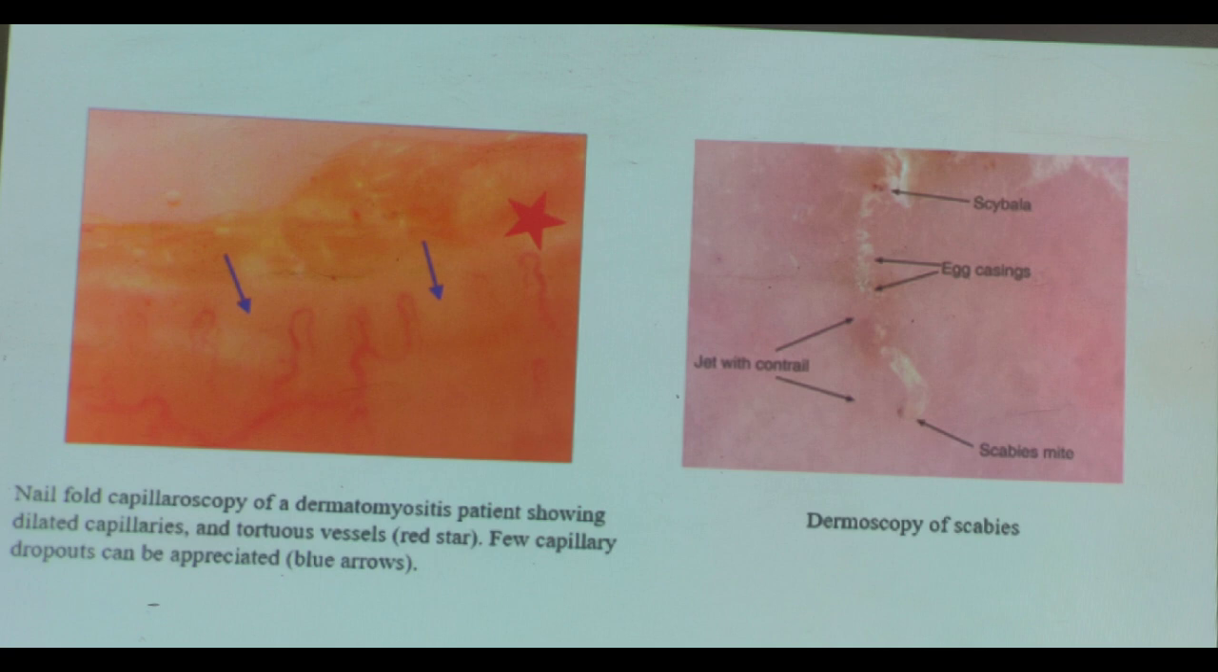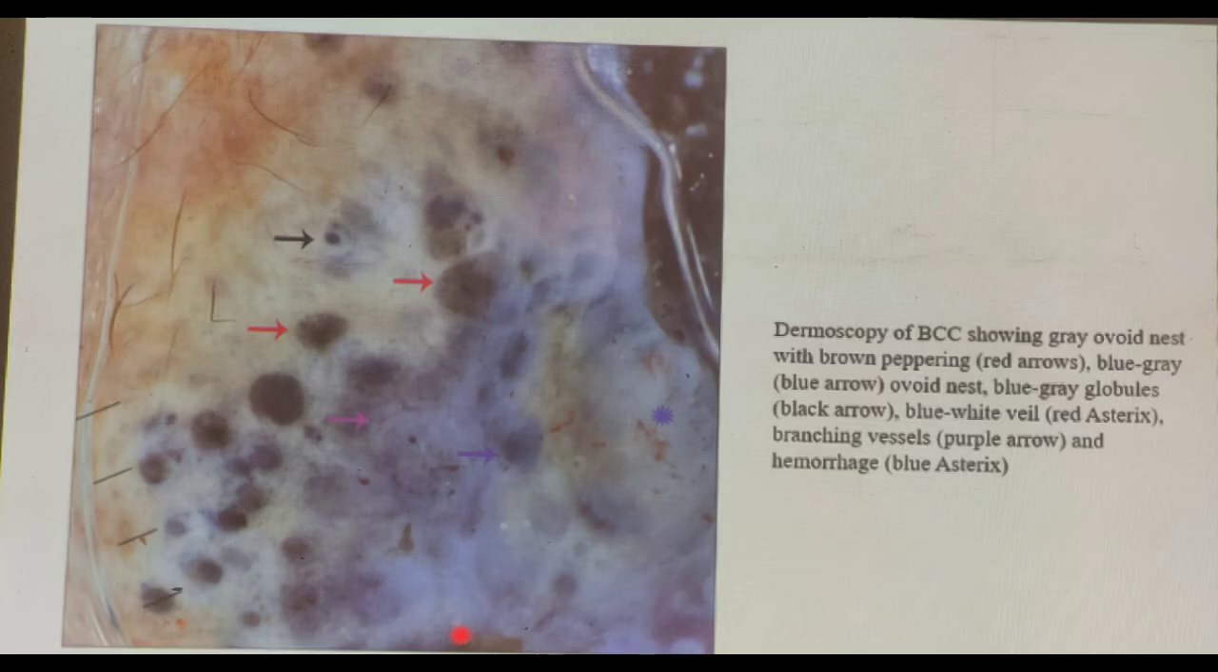Coming to entomodermoscopy, dermoscopy of scabies. This picture shows dermoscopy of scabies. So it has the scabies mite, jet with contrail sign, egg casings and scybala. Scybala is the feces of scabies mite. Next. Coming to malignant lesions, dermoscopy of BCC showing grey ovoid nest with brown peppering, blue-grey ovoid nest, blue-grey globules, blue-white veil, branching vessels and hemorrhage.